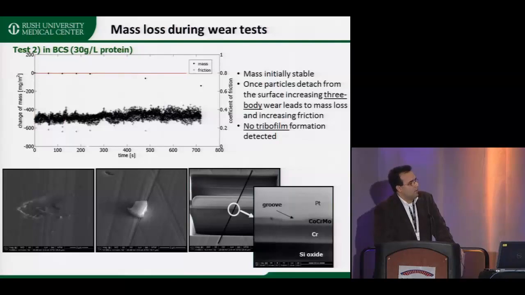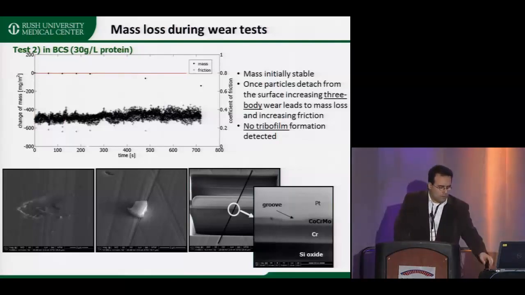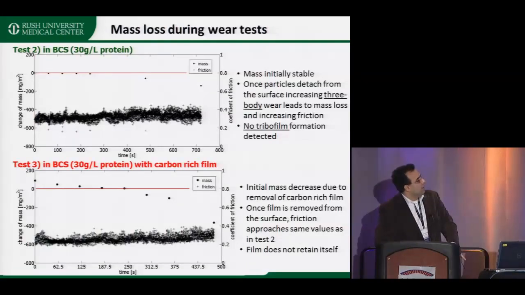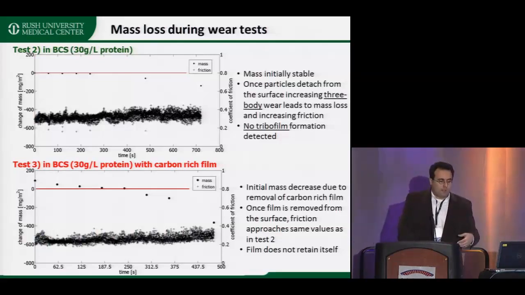However, we found no tribofilm formation, so no film formed in this test. In the third test with the initially applied film, you see a kind of startup friction that's relatively high, but then you have lower friction as this carbonaceous film gets rubbed out of your contact. Then it seems to have a saddle point and eventually undergoes the same three-body wear as in the first test. Again, this tribofilm only had an initial effect but didn't retain itself during this test.